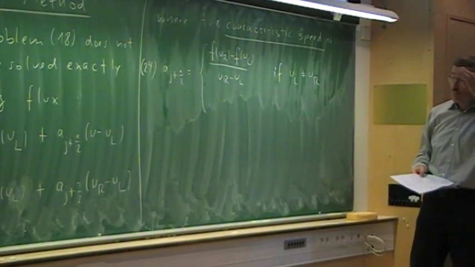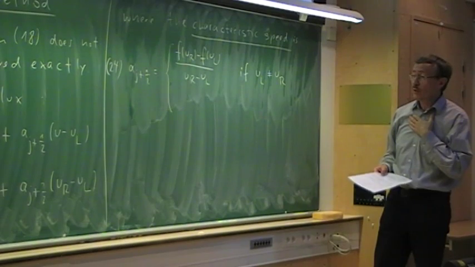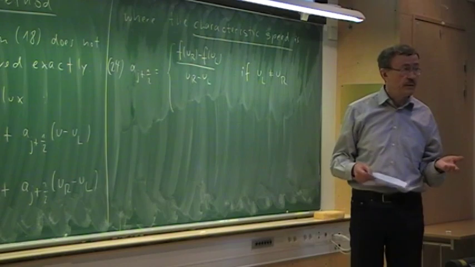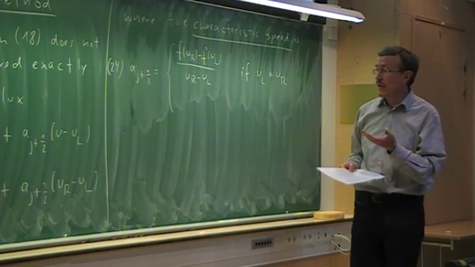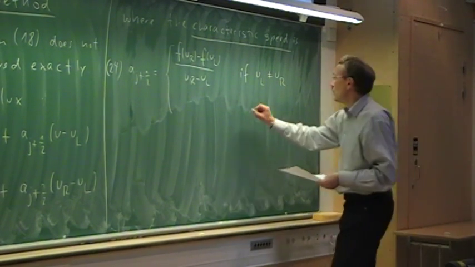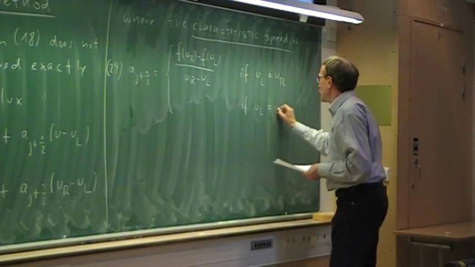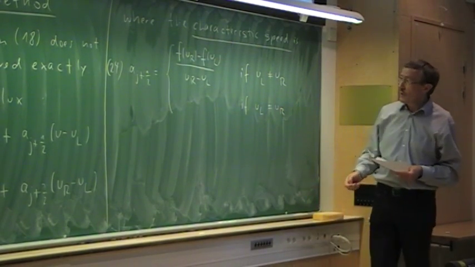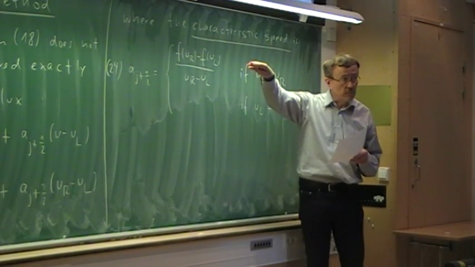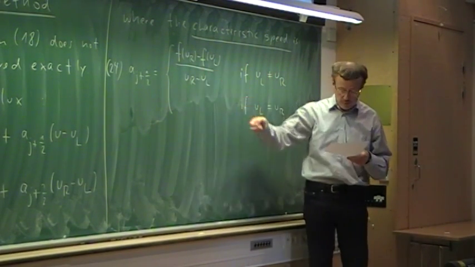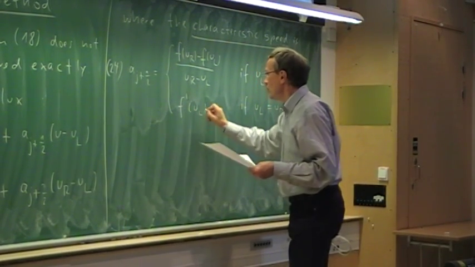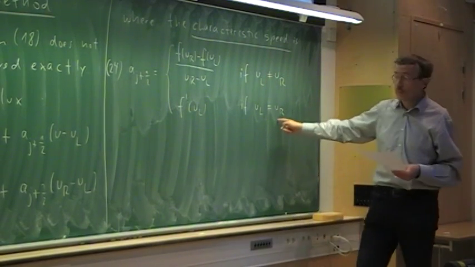If we cannot do this when UL is equal to UR, we must still have a condition. The condition that we then take, if UL is equal to UR, is the condition when we let UR go towards UL. Then we see we get the differential. We get here the F prime of UL or UR, it doesn't matter if they are equal.